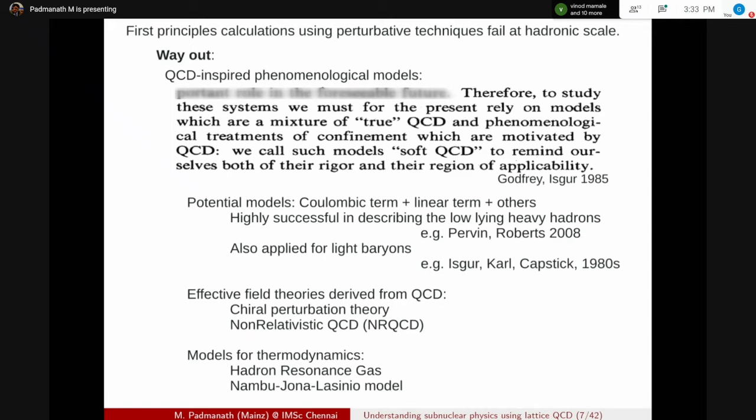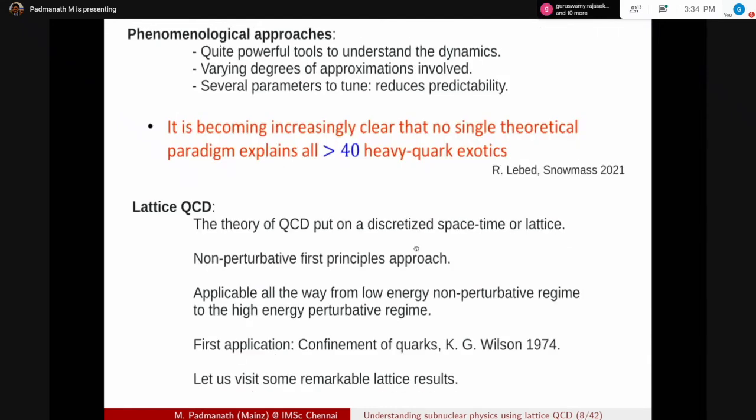I'll not be discussing all these things because these are not the things that I am an expert on. It's also not just about the spectrum and understanding the fundamental degrees of freedom in the theory. One can also study the thermodynamics of these systems using models such as hadron resonance gas, Lambuja analysis, etc. The thing is, all these models approximate the features of the interaction that are interesting for whatever is to be described. This is what all these phenomenological apparatus do.